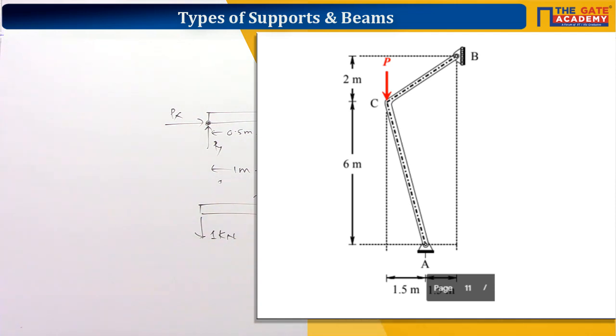Here, the picture is actually a screenshot, that's why that page number watermark is coming. Please remember that the point A, that is the bottom support of the beam or the member, is actually at the center. So this side is 1.5, and this side also 1.5. I'll give the options in the next slide. Kindly let me know when you're done copying this diagram. You have to get reaction forces at both the supports A and B.